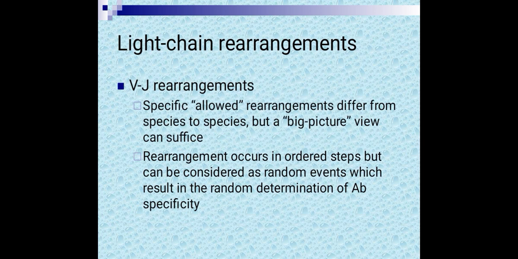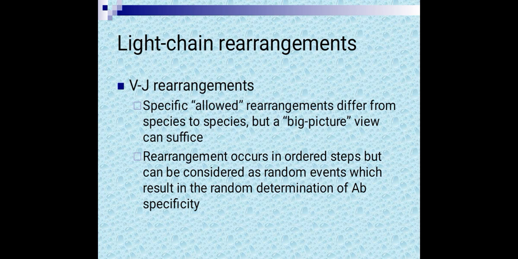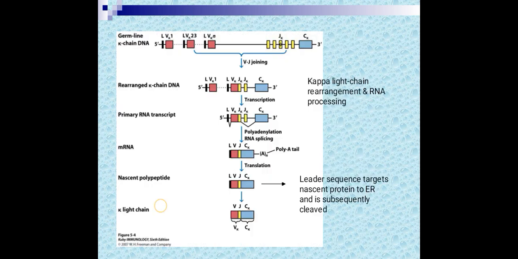Light chain rearrangements: VJ rearrangements. Specific allowed rearrangements differ from species to species, but a big picture view can suffice. Rearrangement occurs in ordered steps but can be considered as random events, which result in the random determination of AB specificity.